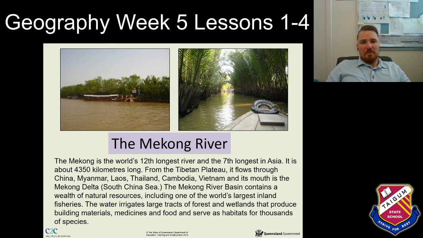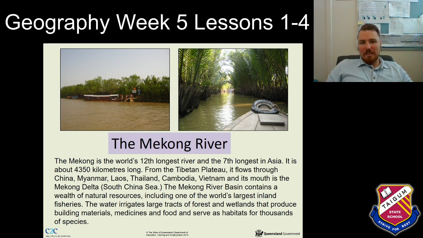Another important feature is the Mekong River. The Mekong is the world's 12th longest river and the 7th longest in Asia. It's about 4,350 kilometers long, and it goes from the Tibetan Plateau. It flows through China, Myanmar, Laos, Thailand, Cambodia, Vietnam, and its mouth is the Mekong Delta, the South China Sea.